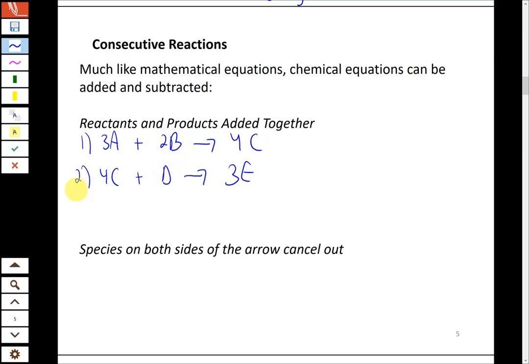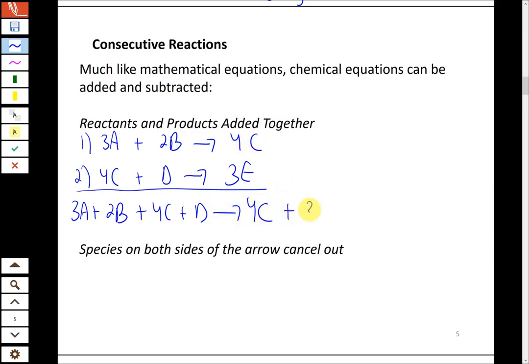All you do is add the reactants and products together on each side of the arrow. Everything on the left side of the arrow gets added together. Everything on the right side of the arrow gets added together and stays on those respective sides. So on the left side, we have 3A plus 2B from the first equation, and then 4C plus D from the second equation. All that goes on the left side. And then on the right side, we have 4C plus 3E, the 2 products added together. So that's how we would combine those 2 equations.